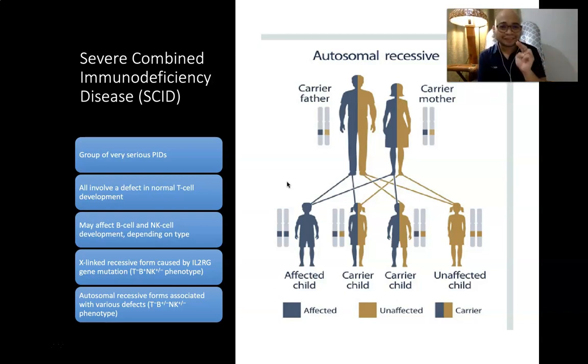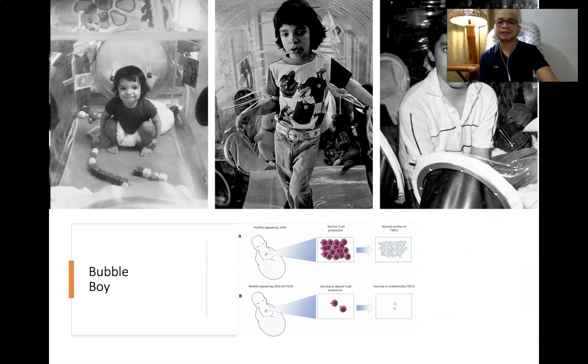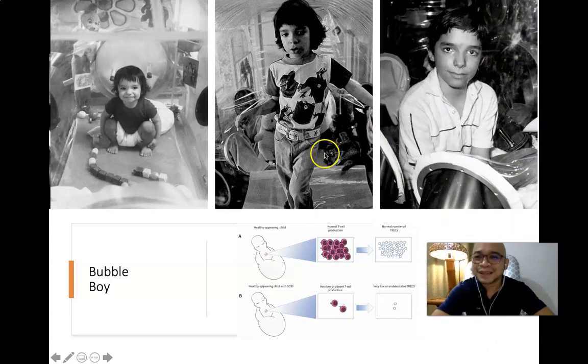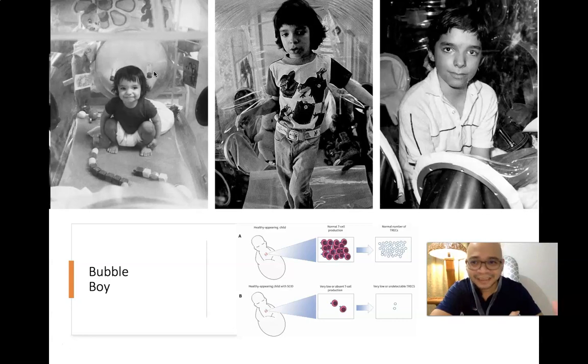So if both parents are carriers, that's the reason why it is an example of an autosomal recessive disorder. As you can see here, here's a bubble boy. This boy has SCID. He has been living inside the bubble all throughout his life because you have to keep the environment sterile. Why? Because he doesn't have any defense to protect himself against pathogens. So he has to stay inside the bubble.